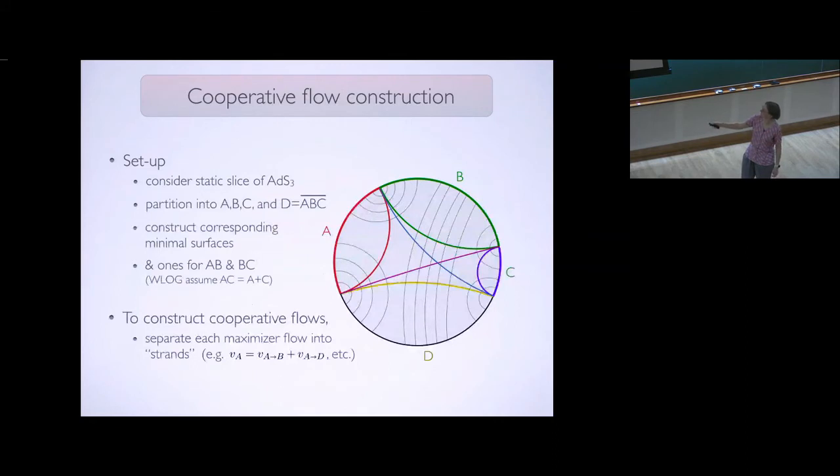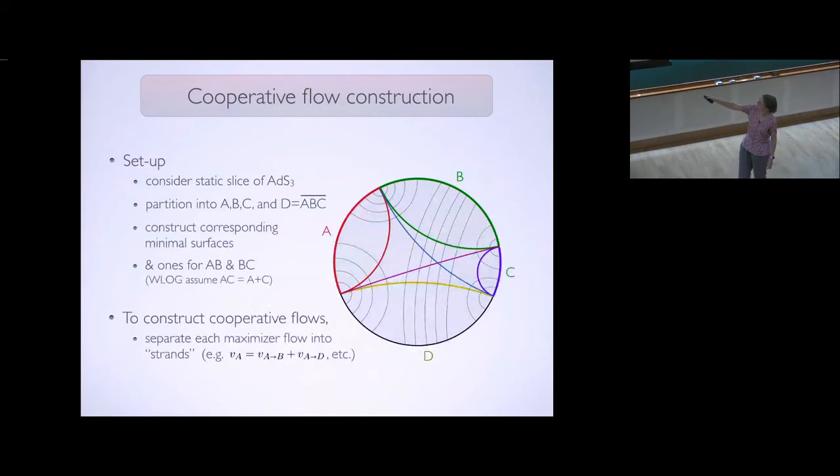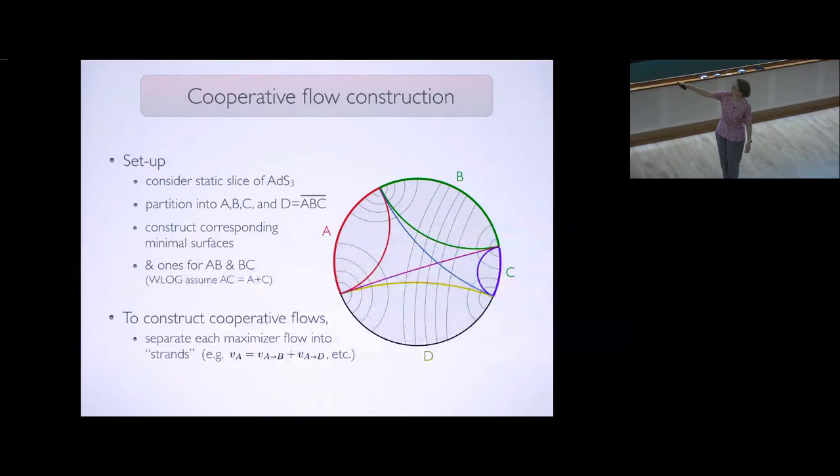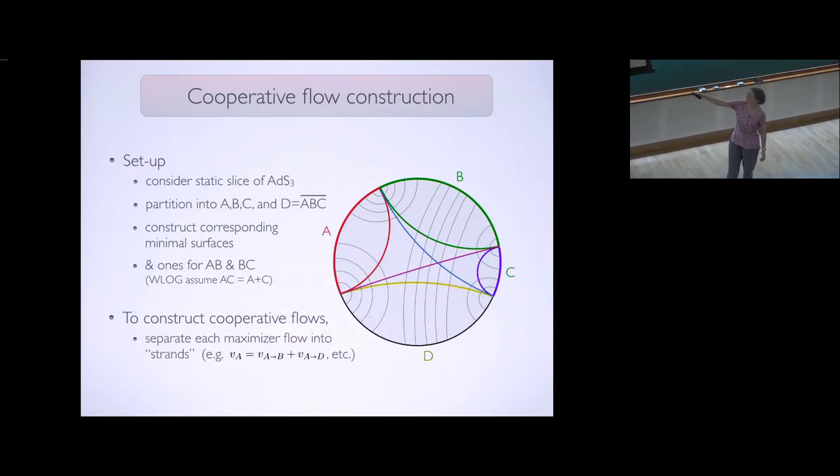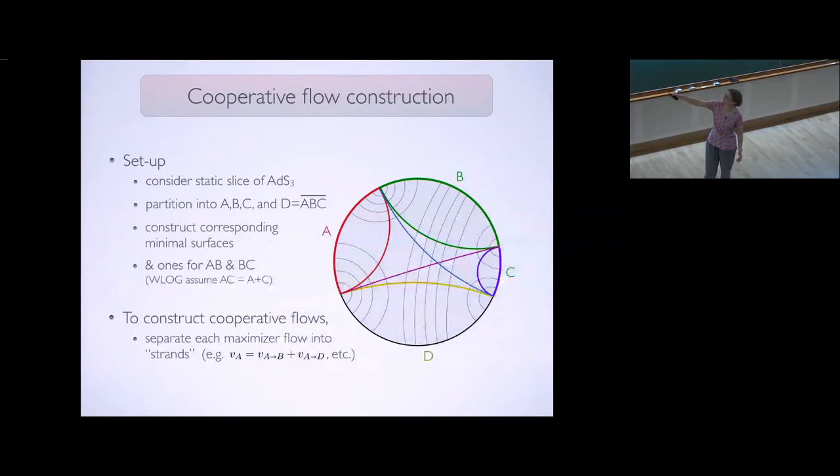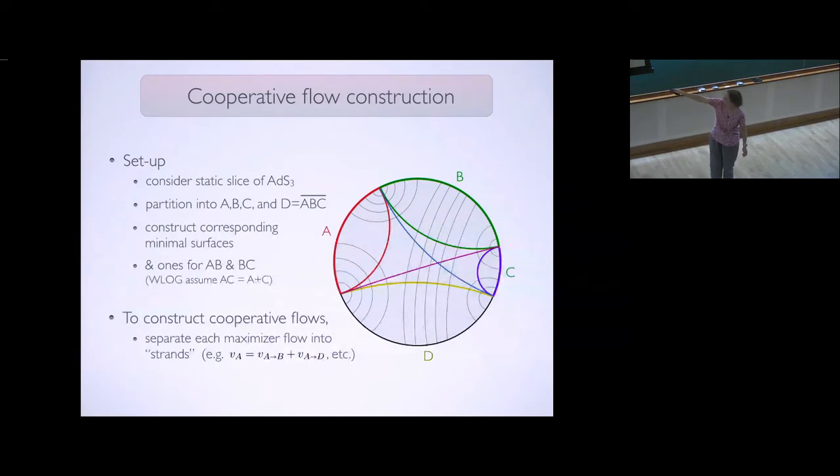To construct these, we'll try to rewrite a maximizer flow for a given region as being built up of strands of the flow that are defined by which two regions they're connecting. In particular, the maximizer flow for VA, you could separate into the strand that goes from A to B, which is denoted by this, and the strand that goes from A to D.